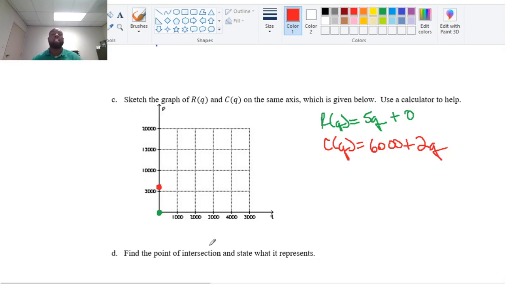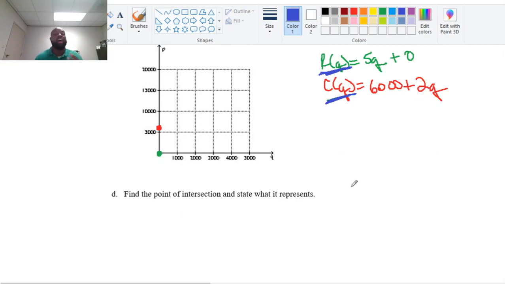Remember, a point of intersection is a point where both graphs share the same input value and share the same output value, right? Now remember, your function equals the output value, right? And so if we're going to find a point of intersection, these C of Q and R of Q have to be equal to each other. So all I have to do to find my point of intersection is set these two equal to each other and solve for Q, and then I can plug that Q back in and get the revenue or the cost for my point of intersection, right?